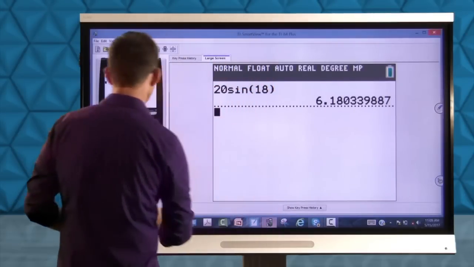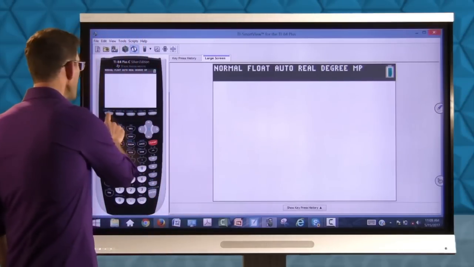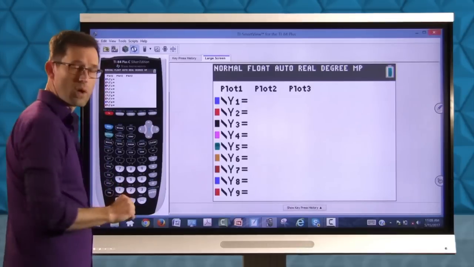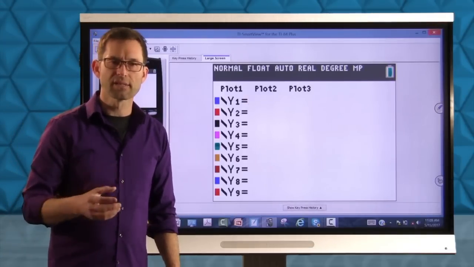Let's come into the calculator. One convenient way of doing this is to go into my y equals. Now, I'd love to put the n in, but I'm going to actually use x instead.